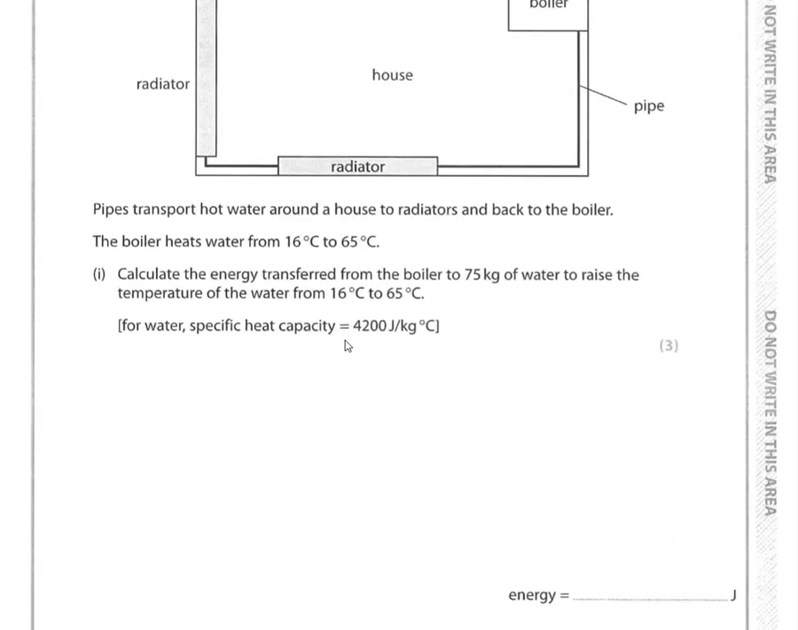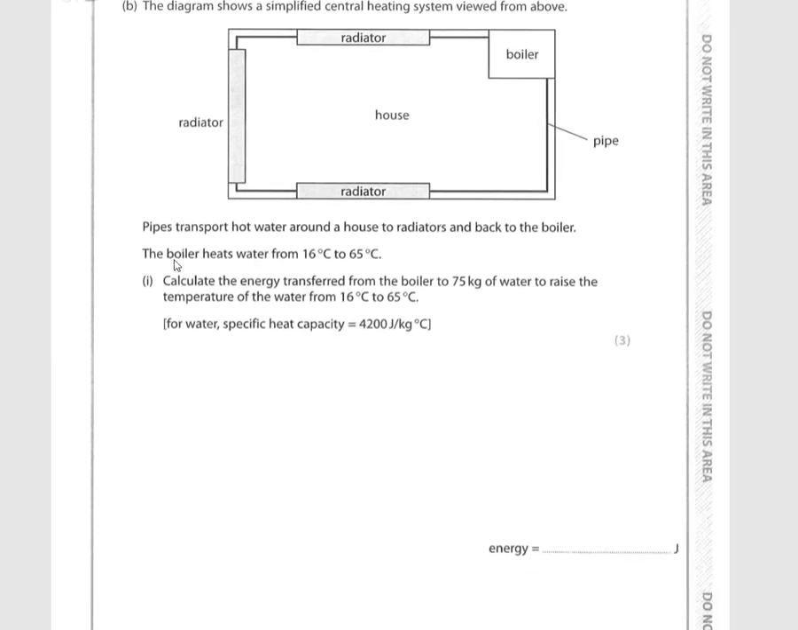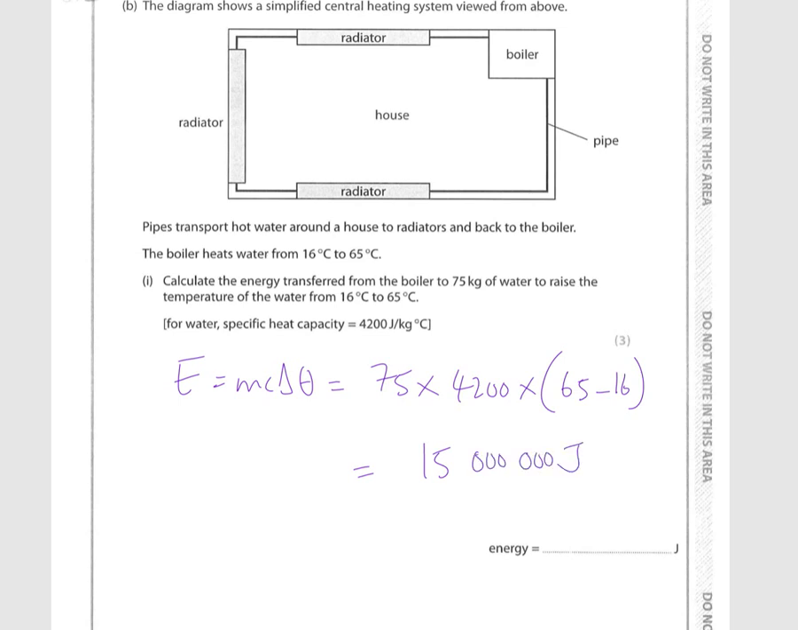Alright, let's move on. Now calculate the energy. This is specific capacity, so we need to know the equation. I just put everything in the equation. The mass we know is 75. Specific capacity we know is 4200. And the change in temperature is what? The change of temperature is 65 minus 16. And we get 15,123 joules. Three marks there, good, in the pocket.